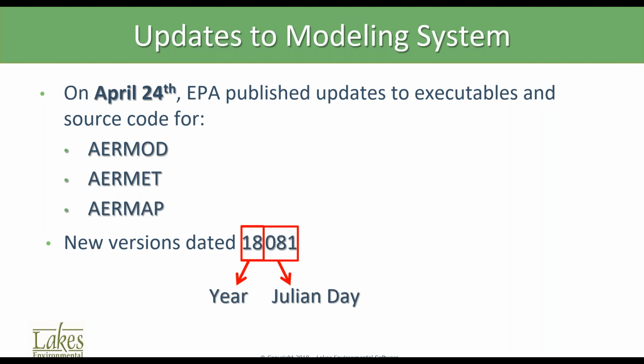These new versions were dated 18081, a nice mirror image number there so that it's easy to remember, 18081. And for those of you who weren't aware, the dating system is the 2-digit year and 3-digit Julian day.